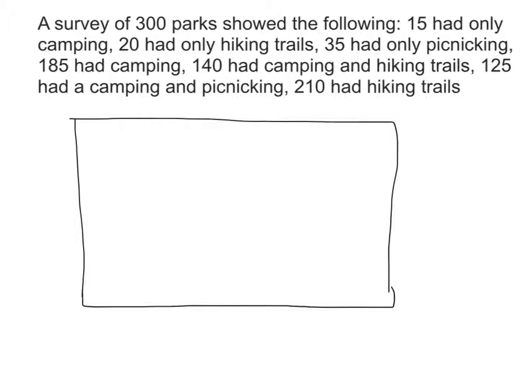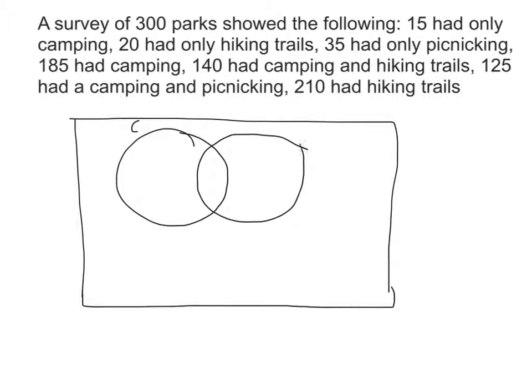Now we've got 3 things going on here. We've got camping, so we're going to make a bubble for camping. We have hiking, so we need a hiking bubble. We have picnicking, so we need a picnic bubble. And then the outside of the bubbles represents parks that don't have camping or hiking or picnicking. So probably not a lot, but it could happen.